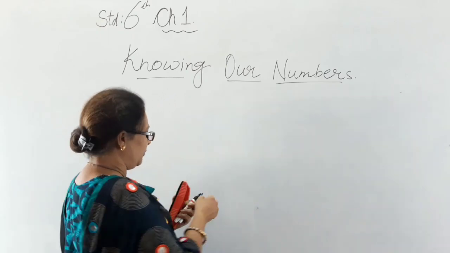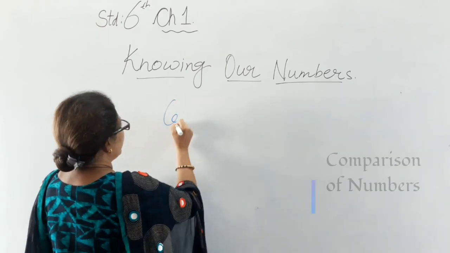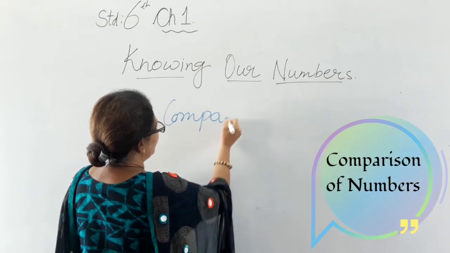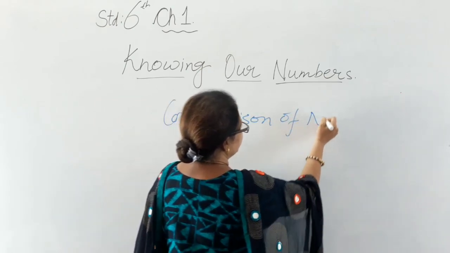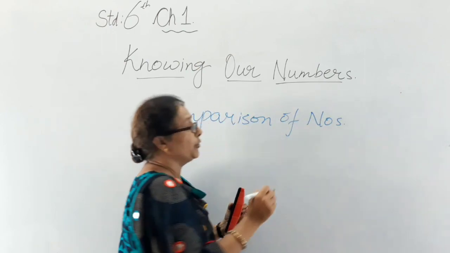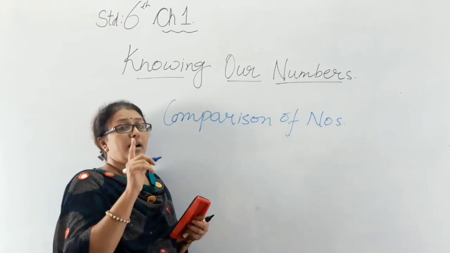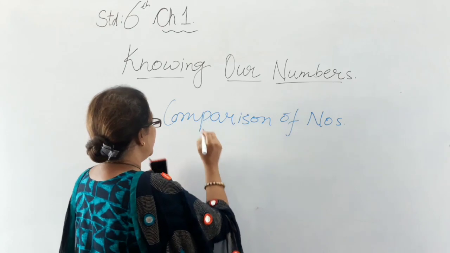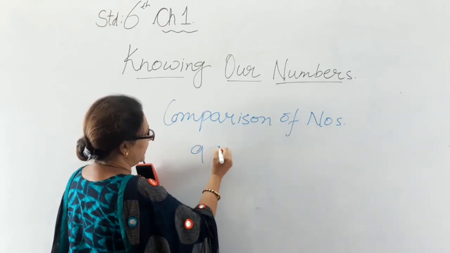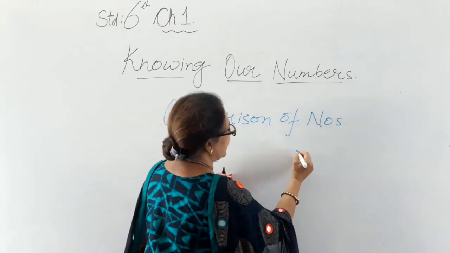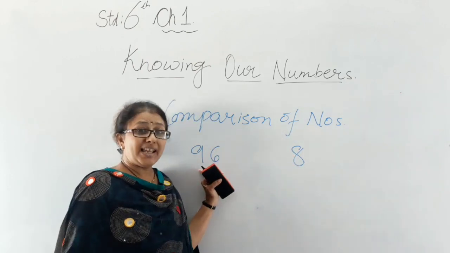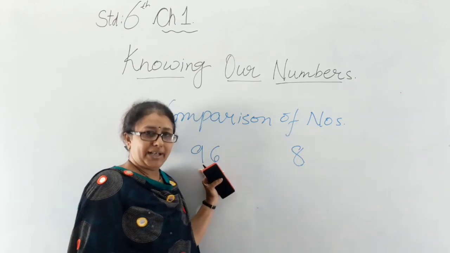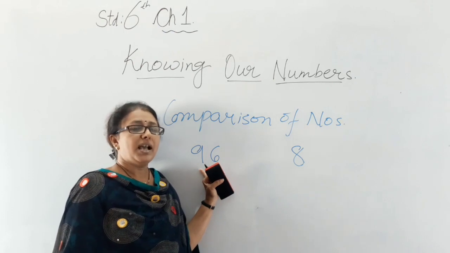Now here we are going to understand the comparison of numbers. How do you compare numbers? Again I will explain with one example. Say for example I am taking the number 96 and the number 8. Now I have to see which number is greatest and which number is smallest.